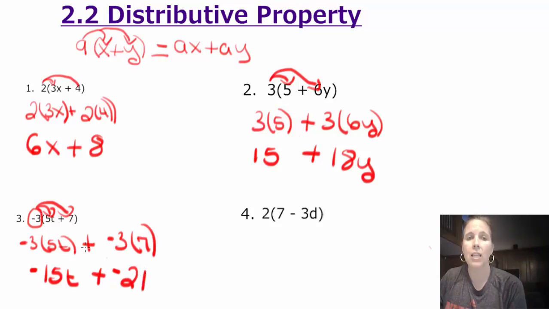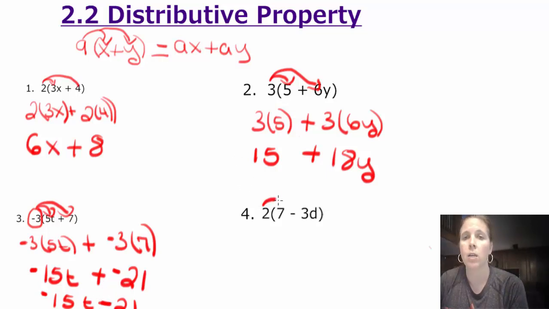Okay, you can leave it like this, but I would prefer you rewrite it negative 15t minus 21. You have to know that those are the same thing. Remember, plus and negative is the same as minus, but you're normally going to see it like this with the minus. All right, moving on.